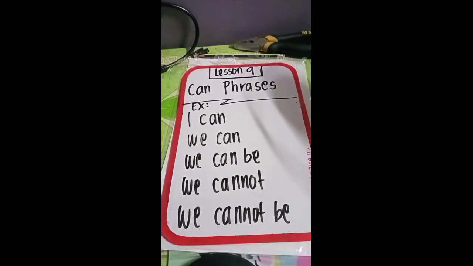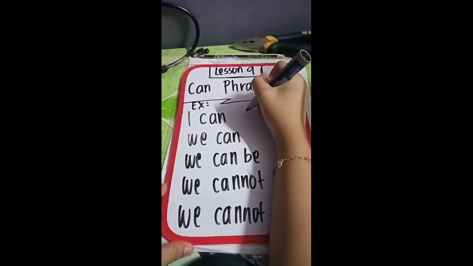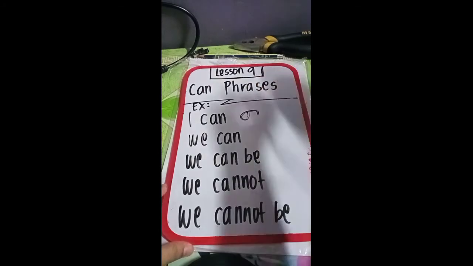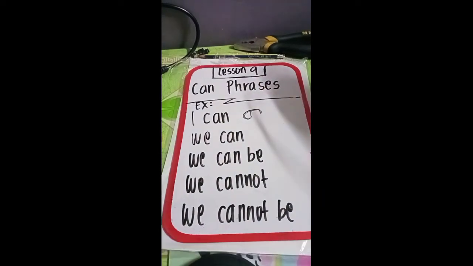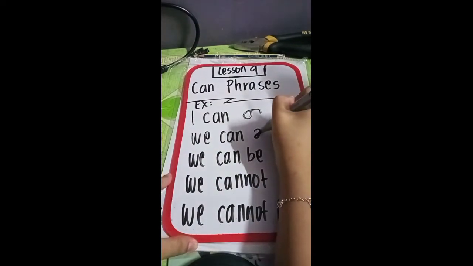So let's proceed to the can phrases. I have 5 examples here. First is "I can." This is how we are going to write in symbol "I can," and then the K symbol, which is the "can." For "we can," U can.